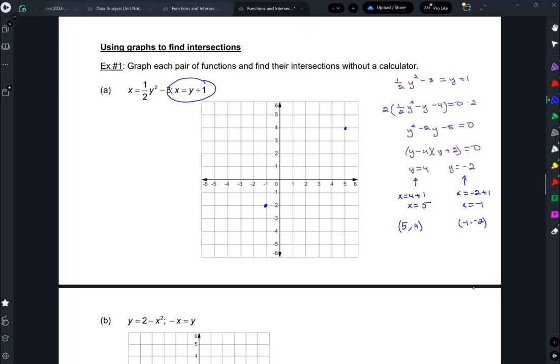Now, let's graph these. x equals y plus 1 is the same as y equals x minus 1, right? So I just graph that. Ugh, I don't know what the heck is going on here. I really need to fix this situation.